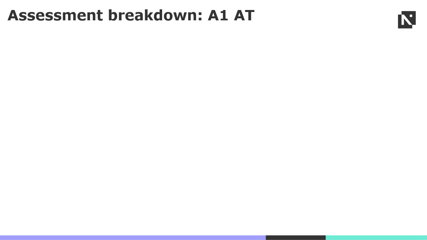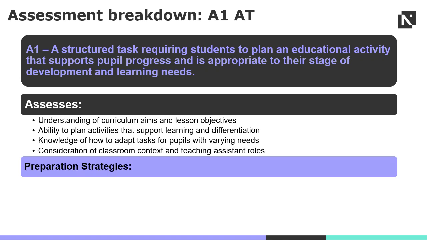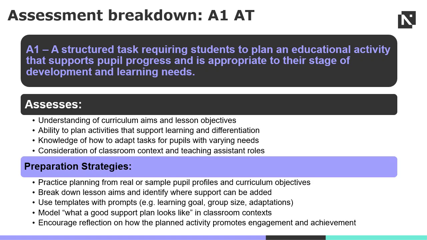Assignment 1 for AT is a structured task where students are asked to plan an educational activity that supports pupil progress. It needs to be appropriate to the pupil's stage of development and learning needs. Students need to show they understand curriculum aims and how to plan purposeful support that enables learning. It's also about adapting tasks to meet a range of needs and understanding the classroom context, including their own role as a teaching assistant.